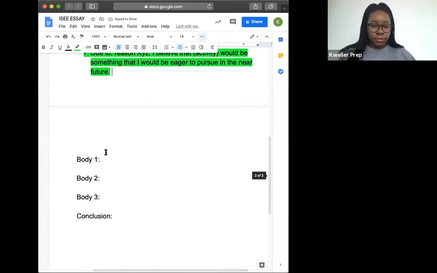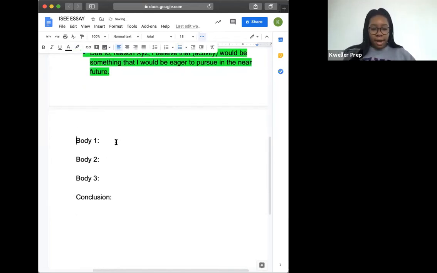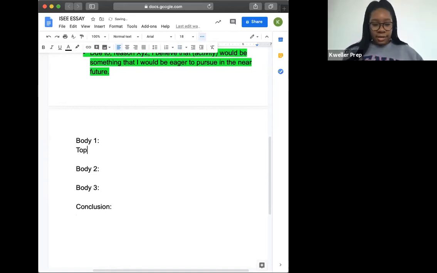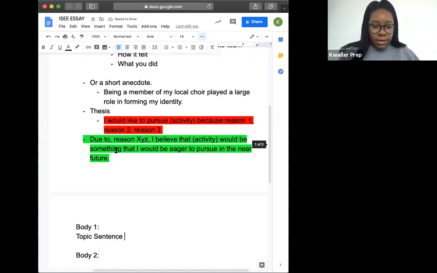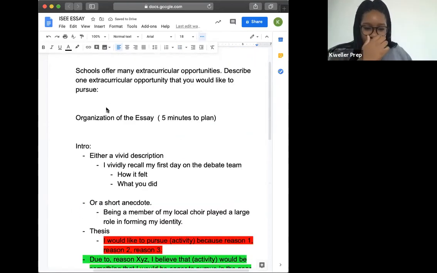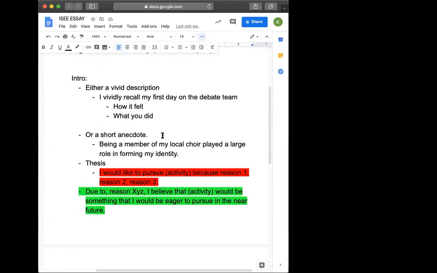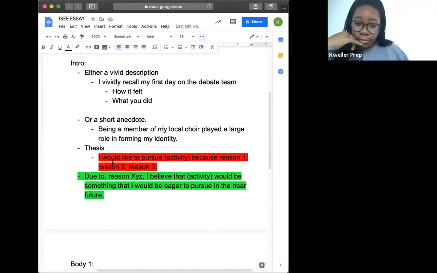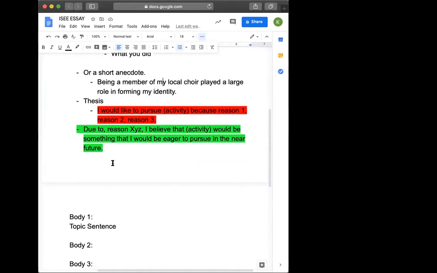So there's that. Now, for your body paragraphs, you always need to start off with a topic sentence. So while we're doing this, in order to organize better, we have the prompt that says they want to know about an extracurricular activity. Someone here, I'm going to call in someone. Victor, can you give me an example of an extracurricular activity that we can use to structure this essay around? Chorus? Okay, we can do choir.